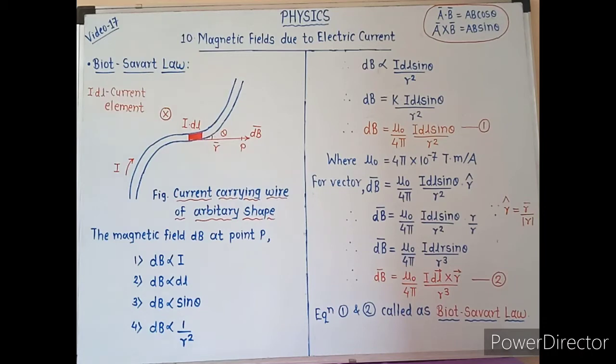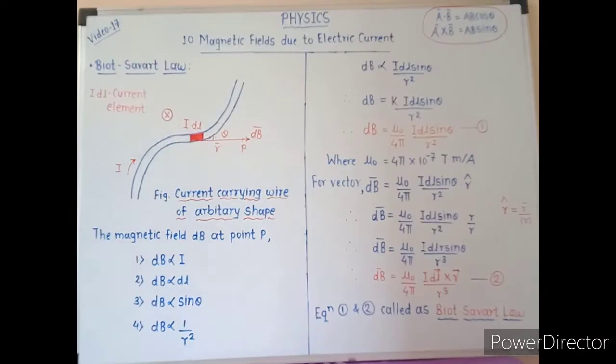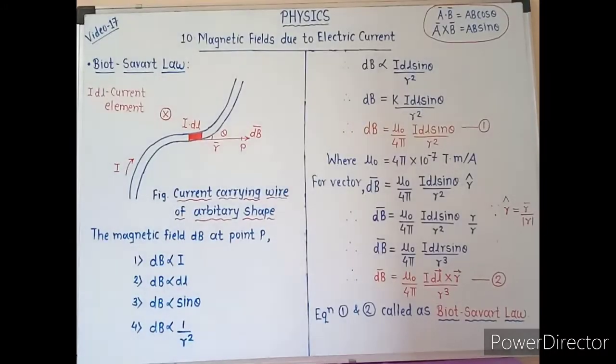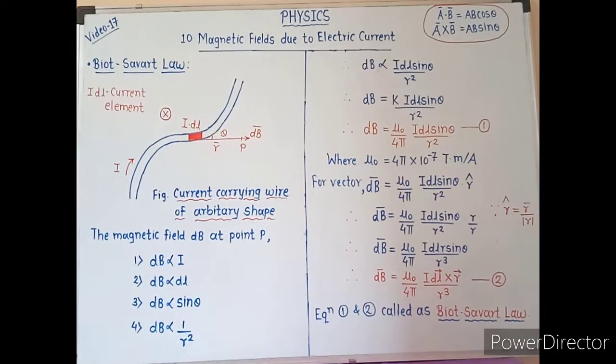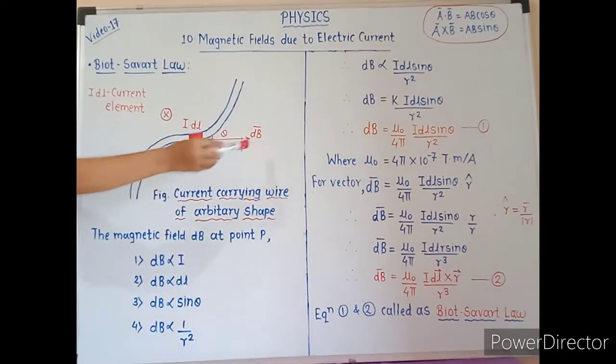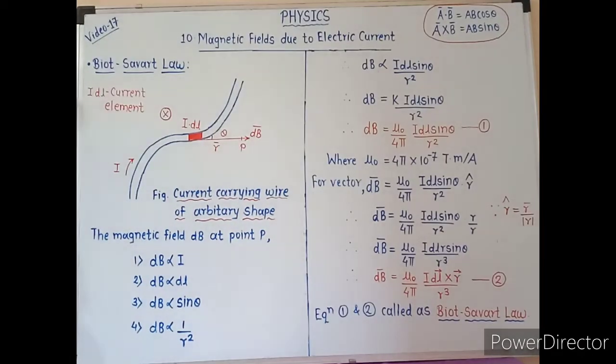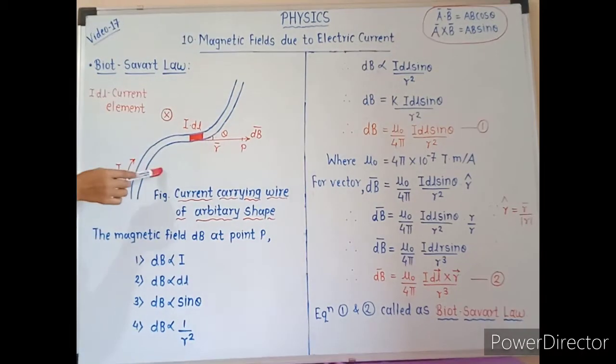So this Biot-Savart law is basically used to find out the magnetic field produced by a current carrying wire. As we have seen, the magnetic field is produced by current carrying wire. Now we will find the value of magnetic field produced by this current carrying wire. So consider this figure.